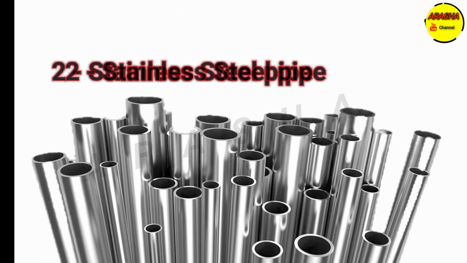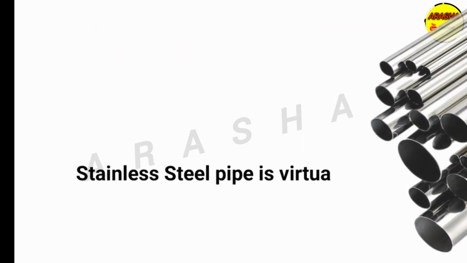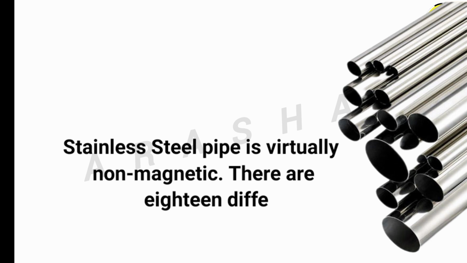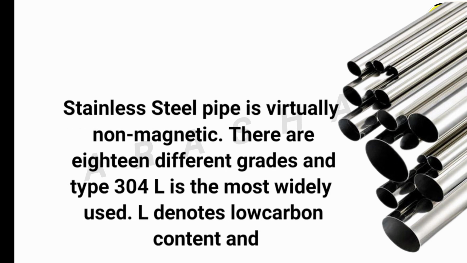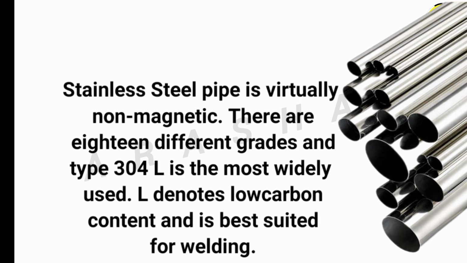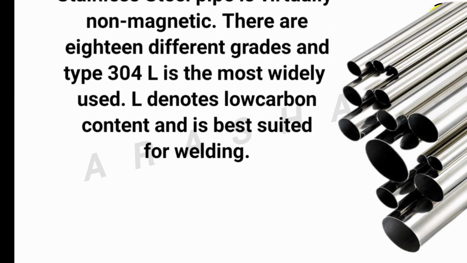Number 2. Stainless steel. Stainless steel pipe is virtually non-magnetic. There are 18 different grades and types. 304L is the most widely used. L denotes low carbon content and is best suited for welding.